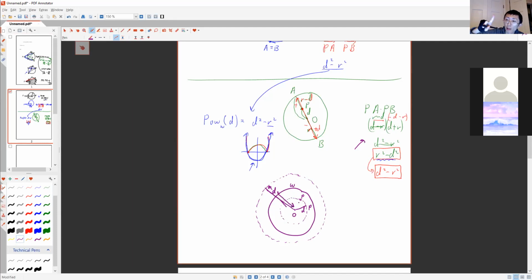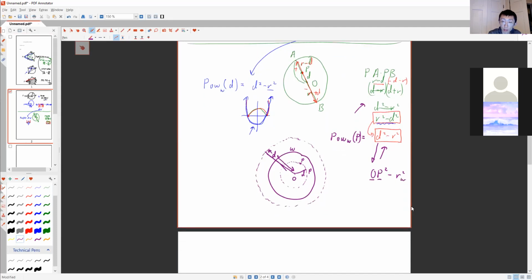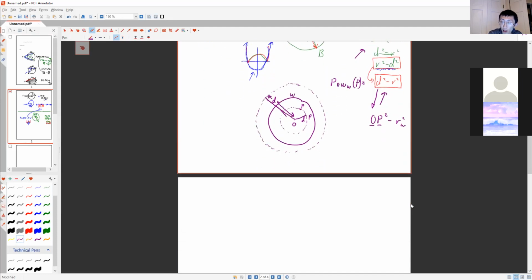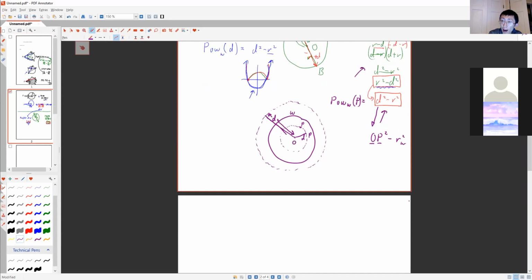So the power only depends on the radius of the circle and how far our point in consideration is from the center of the circle. And we can see that here. This is the power with respect to the circle of a point P. So you should probably write it like OP squared, the distance from the center to the point, minus the radius squared of the circle omega. Okay, so that's the notion of the power of a point.